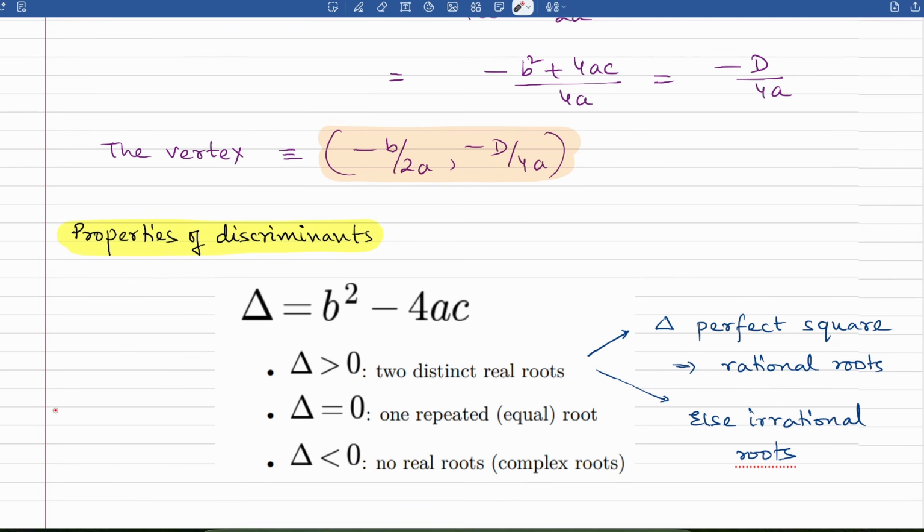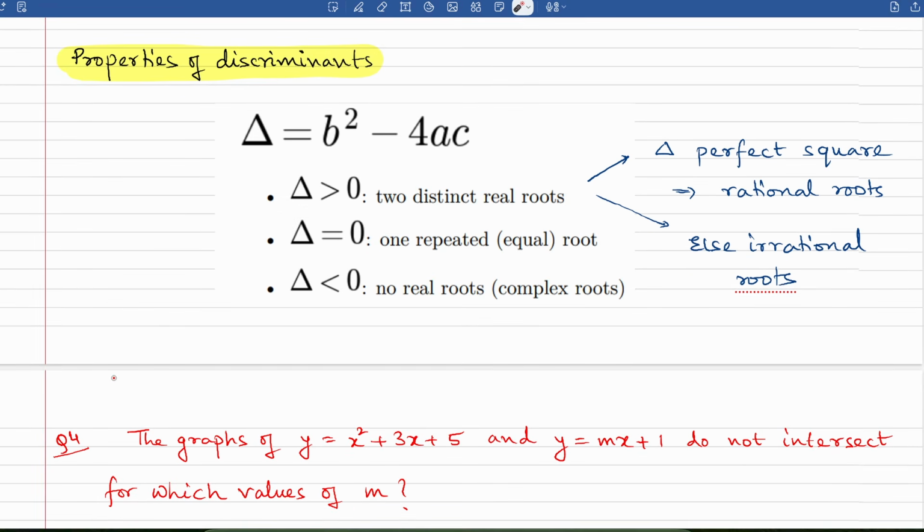If discriminant is less than 0 and a is greater than 0, then the parabola will be floating upwards without touching the x-axis, because touching or cutting the x-axis means a solution exists. If discriminant is less than 0 with a less than 0, then the parabola will be floating downwards without touching or cutting the x-axis. Try this question. The graphs of y is equal to x square plus 3x plus 5 and y is equal to mx plus 1 do not intersect for which values of m?